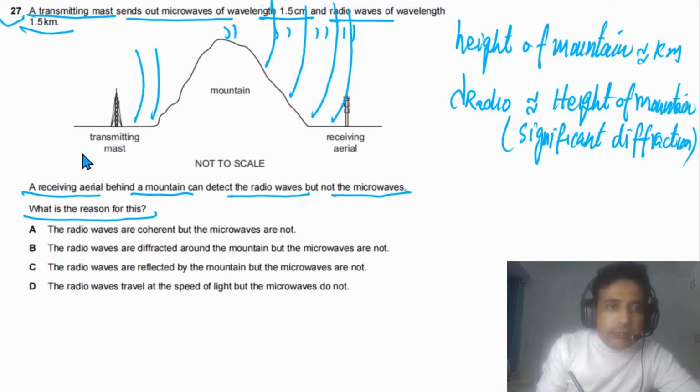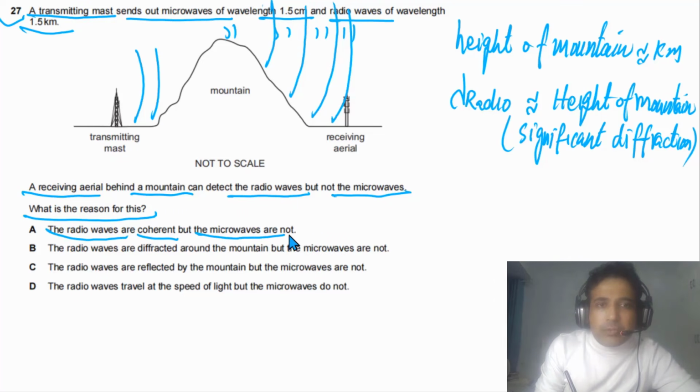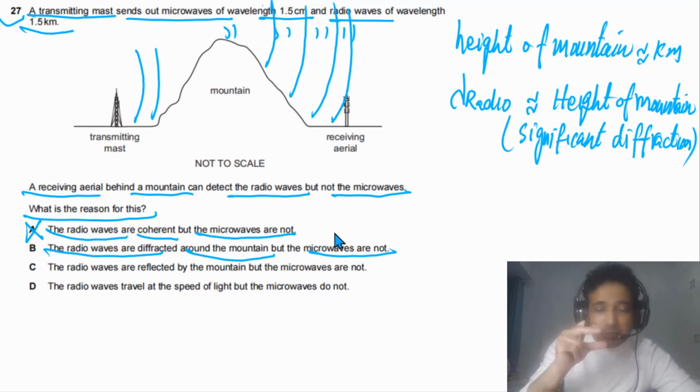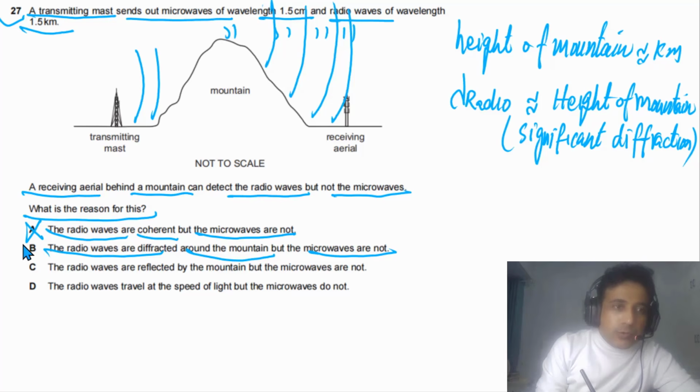Now if you look at the given options, it is given to us that the radio waves are coherent but microwaves are not coherent. That doesn't matter. Coherent means the phase difference is the same. So this option is incorrect. The radio waves are diffracted around the mountain but the microwaves are not, because the wavelength is very small as compared with the size of the mountain. So this option is correct.